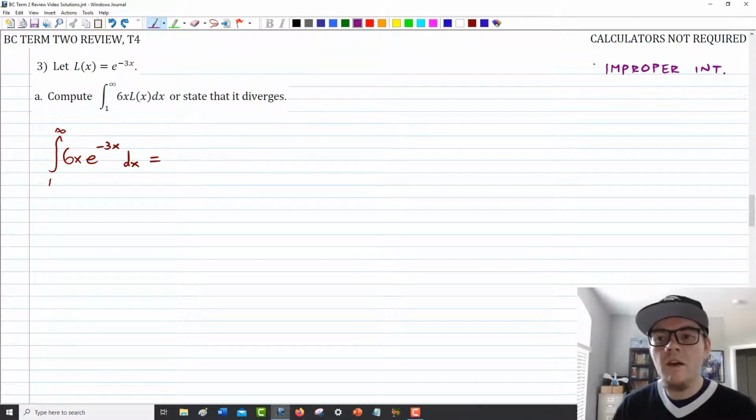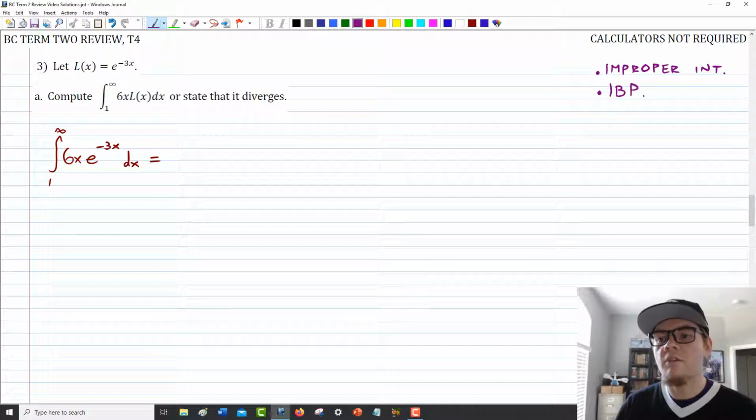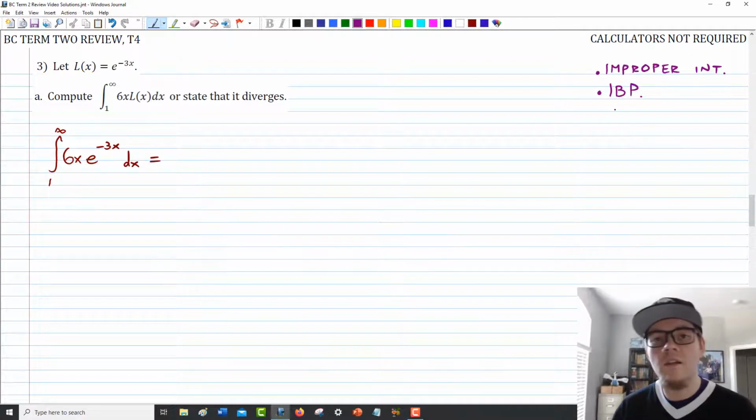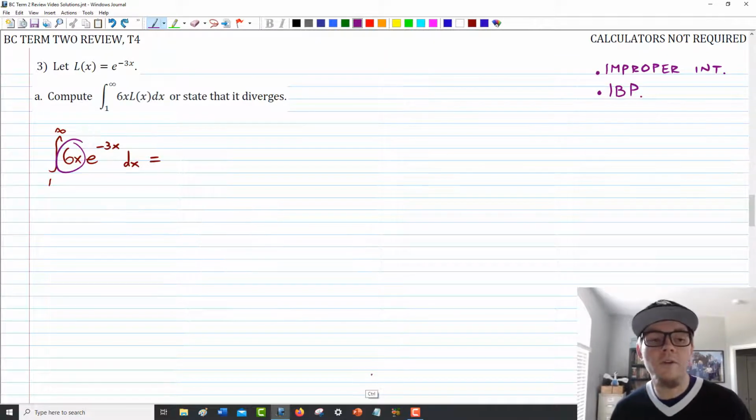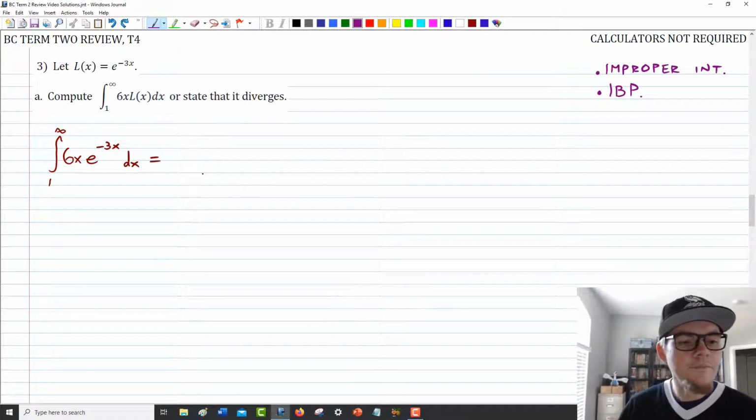so we're going to have to make a slight adjustment involving limits. The other concept that's here that you probably can't see yet, but you will soon enough, is integration by parts. Technically this is going to require integration by parts because of the combination of a polynomial and an exponential function, but we'll get there in a second.